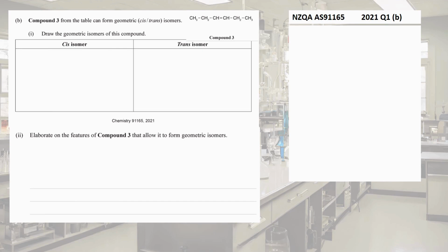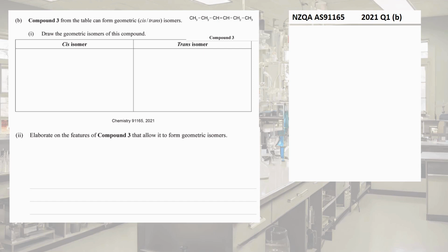Okay, so let's look at how to answer some questions on geometric isomerism or about geometric isomers. This first question comes from NCEA. It's the 2021 exam, and it's question 1B. If you want to find this paper so you can look through it as I go through how to answer this, you can just use the data at the top right here to search in any search engine to find a copy of the paper.